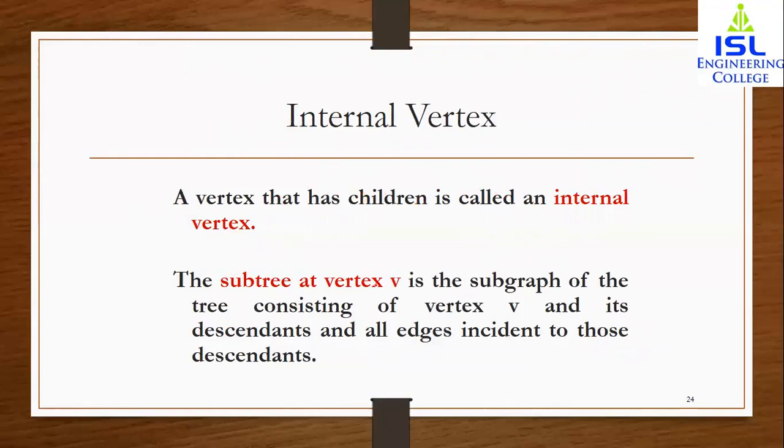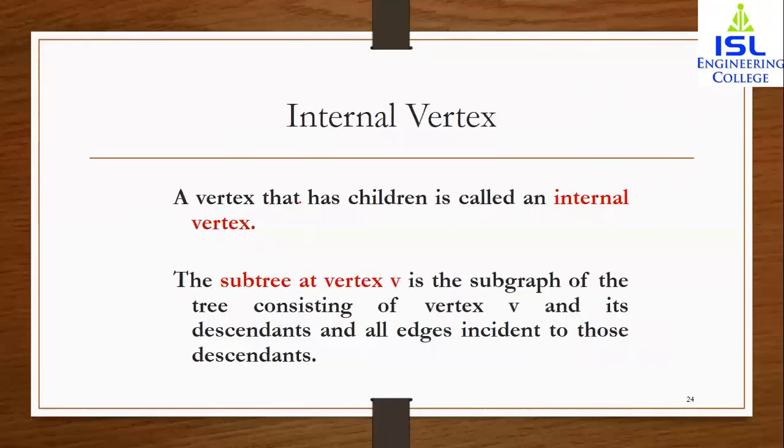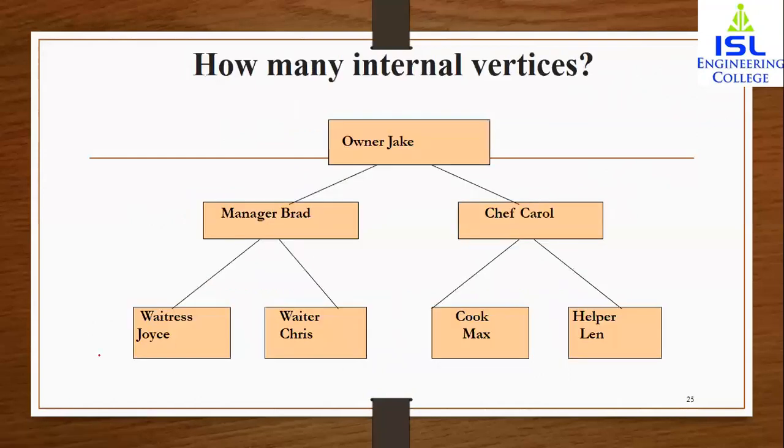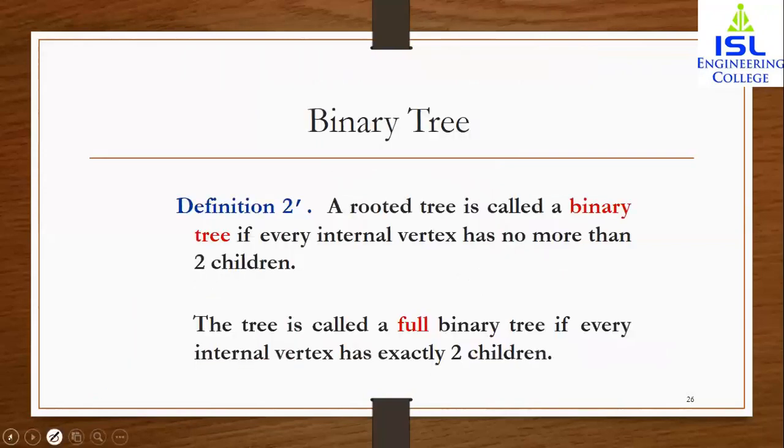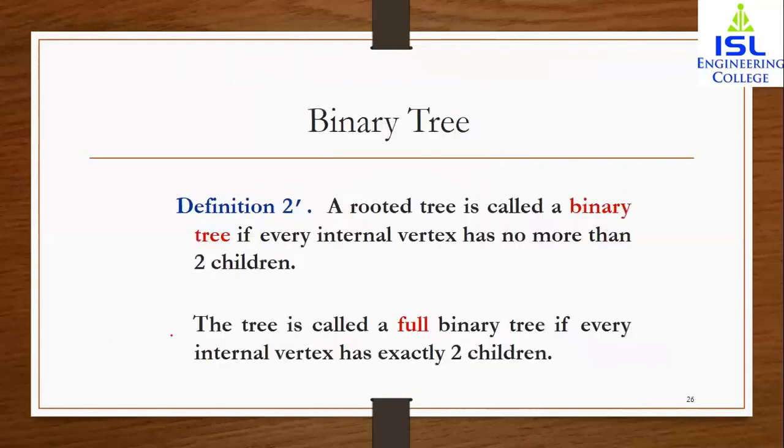The subtree at vertex V is the subgraph of the tree consisting of vertex V and its descendants and all edges incident to those descendants. Now let's see what an internal vertex is. So how many internal vertices are there? A vertex that has children is called an internal vertex. So over here, Manager Brad and Chef Carol are your internal vertices. Okay. And since they have children, this part will be the subtree of the graph.